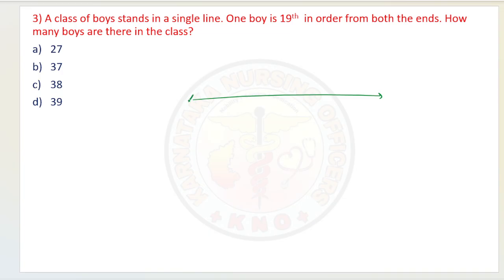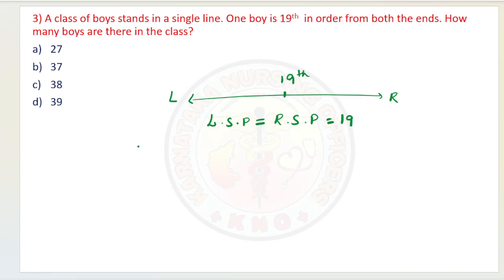So here is the data. L, R. One boy is 19th in order from both the ends. Both the ends means left side position is equal to right side position is equal to 19 only, okay. So the boy is in the middle, at the 19th position. That means LSP is equal to RSP.